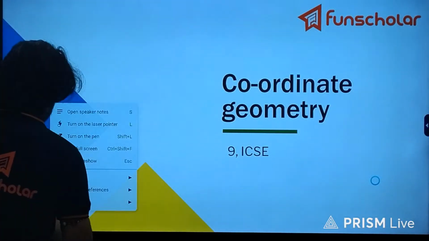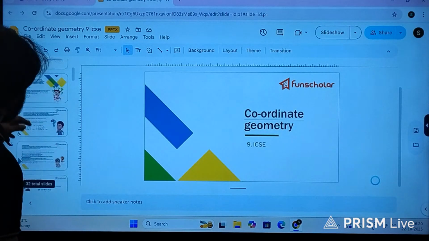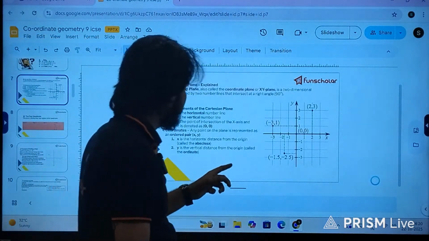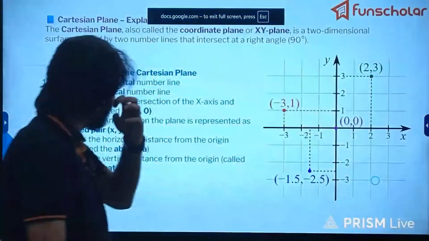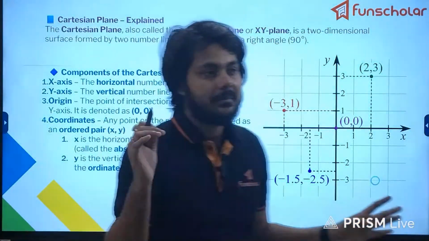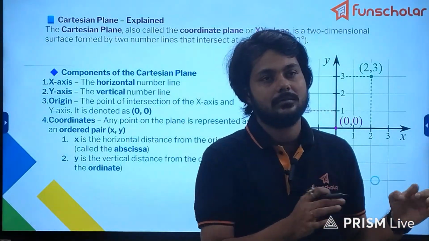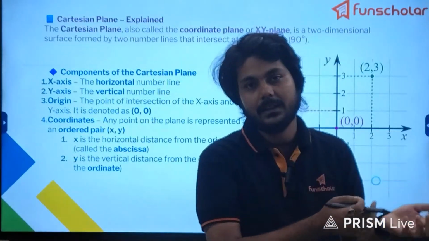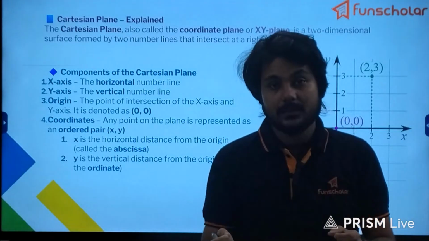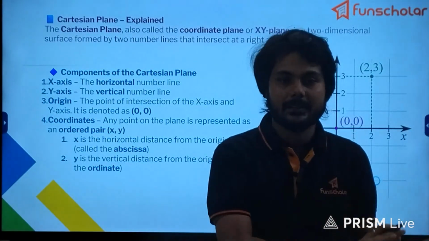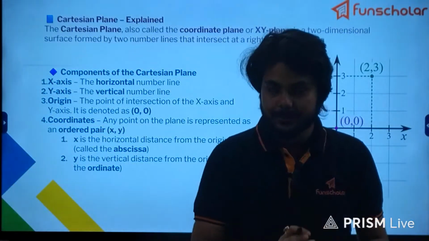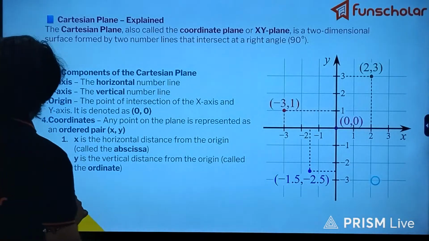Let's start our lecture. We were on slide number 7. We'll start from here. See, Cartesian plane. If you remember, I have already shown you what a Cartesian plane is. You can see that in the previous lecture. This is lecture number 2, right? Lecture number 1 has already been uploaded in the playlist. So, Cartesian plane.